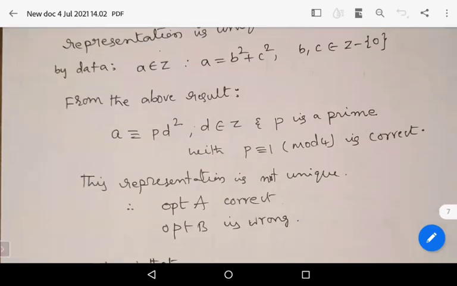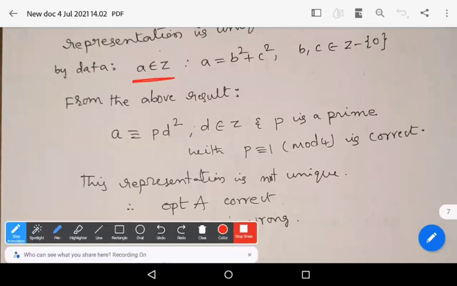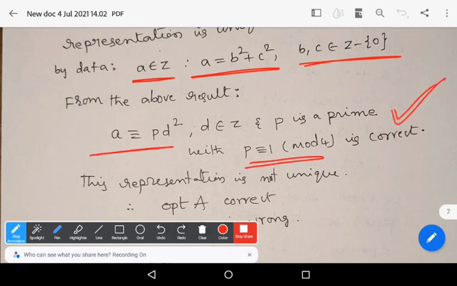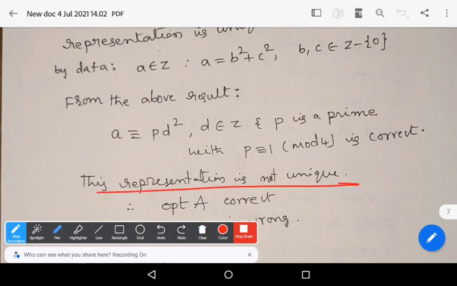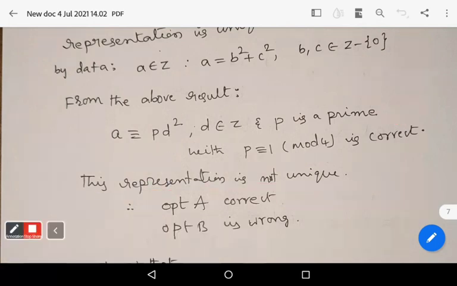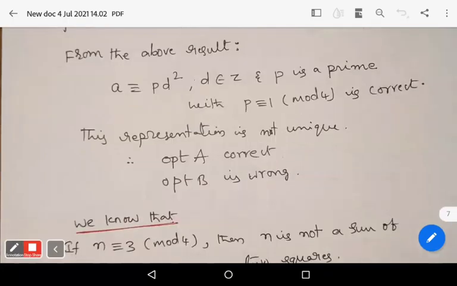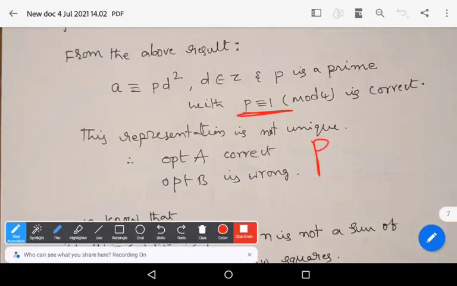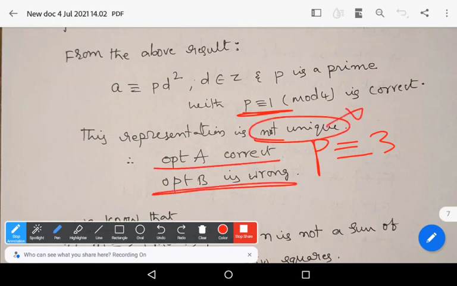Now observe that by the given data, a belongs to Z and a equals b square plus c square, where b, c belong to Z minus 0. From the above result, if we take a equals pd square and p is congruent to 1 modulo 4, it is obviously correct. So this representation is not unique. If this representation is not unique, observe the second option, p is congruent to 3 also. It means this representation is not unique is the contradictory point. Therefore, option A is correct, option B is wrong.